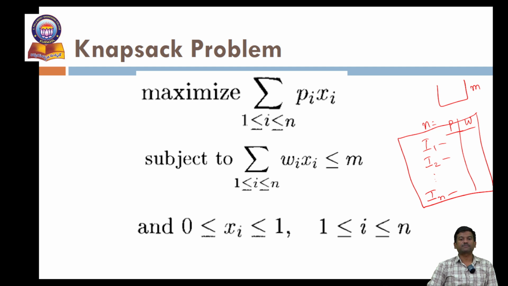And xi can range between 0 to 1, that is 0, 0.1, 0.4 and so on till 1. It can also be equal to 1. Fractions can also be considered in this kind of fractional knapsack problem. So pi indicates the profit, xi indicates the item that you have considered, n indicates the number of items, wi indicates the weight of that item, m indicates the capacity.